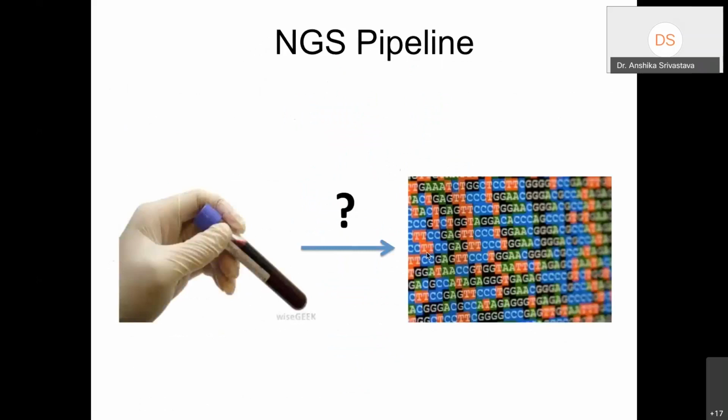So now you must be very much interested: you started with a blood sample, and now how can you get to the segment of the gene that is actually causing the phenotypes, from where you have the blood samples, in the affected individual who has the phenotypes? So what is the NGS pipeline?